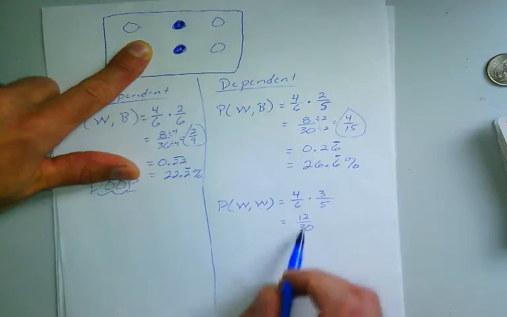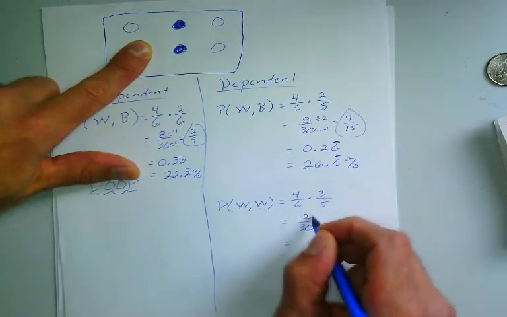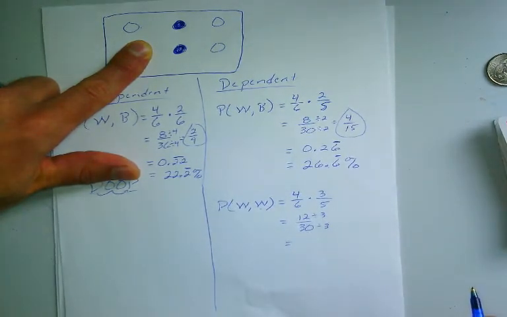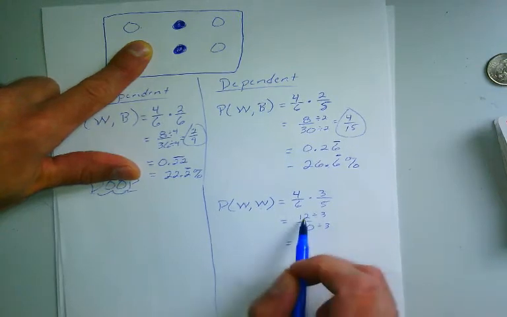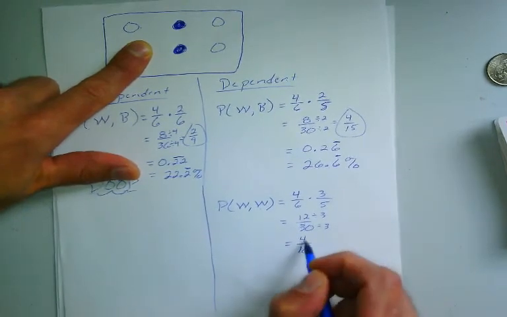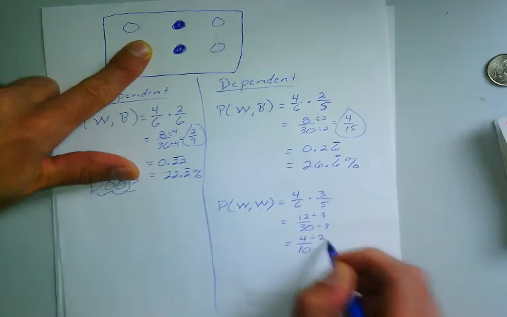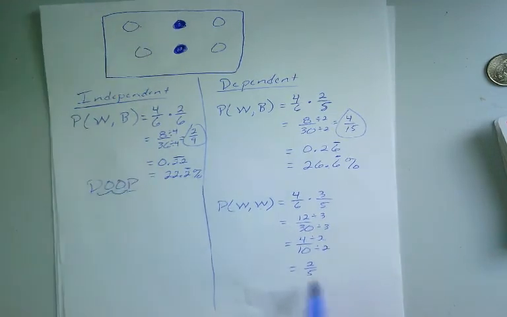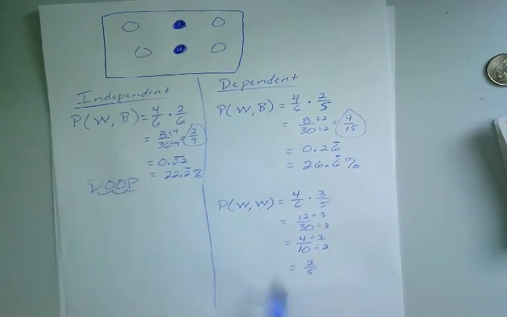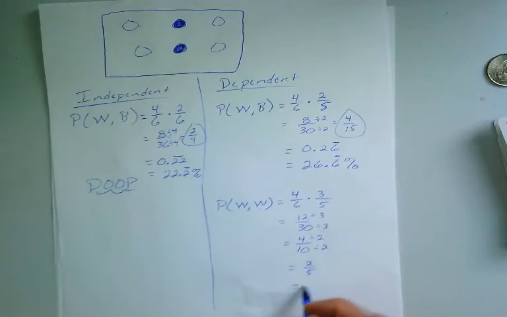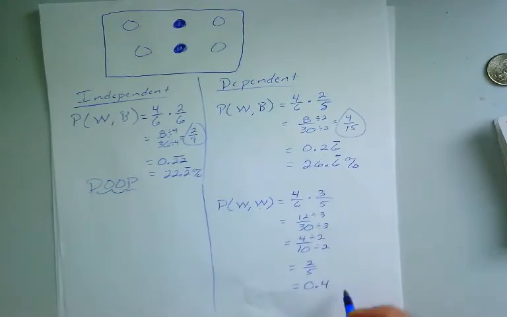Now I can multiply straight across, and that gives me 12/30ths. Again, I should simplify, so I'll divide by 3. Actually, I could have divided by 4, but I didn't. 12 divided by 3 is 4, 30 divided by 3 is 10. I still didn't simplify all the way. No big deal. Both are even numbers, so they're divisible by 2. That gives me 2/5. So my probability of getting a white and then another white without replacement is 2/5. That's one of those fractions you guys should memorize. That's just 0.4, or 40% if we're talking percentages.